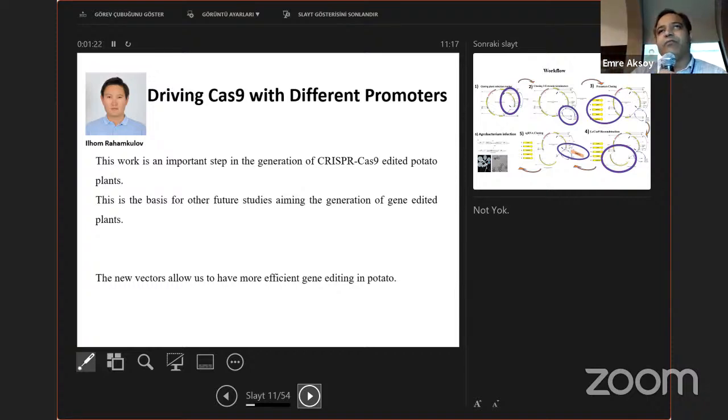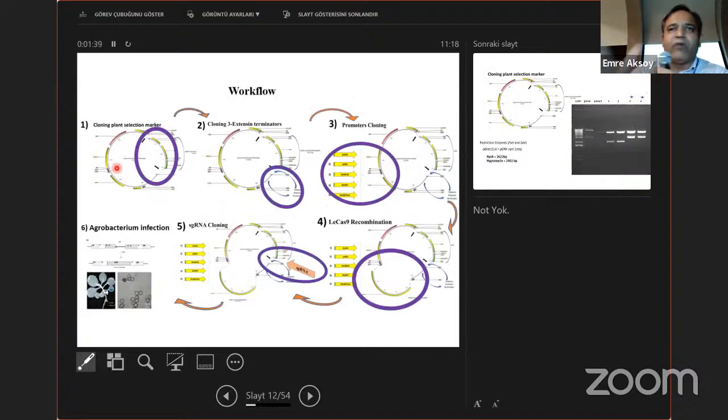And also there is the question of how we should drive Cas9 with different promoters. One of my students conducted this work, Ilham Rahmankulov, who is right now a PhD student. This was his master's work. We tried to drive Cas9 with different promoters. Among the concerns is the plant selectable marker, and we tried to remove hygromycin and replace it with kanamycin as a first step.